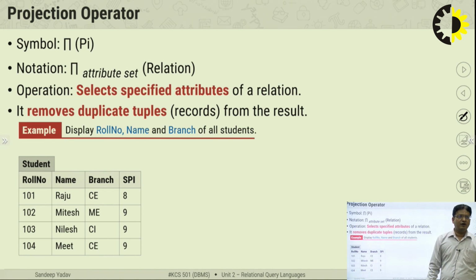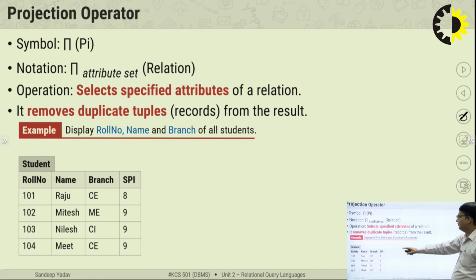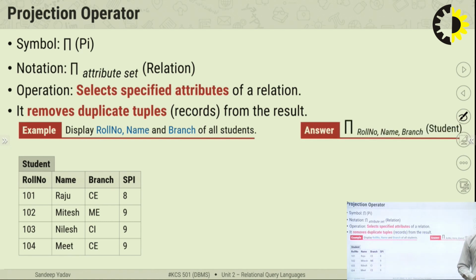Now we have to find the roll number, name and branch of all the students, and the table is the student table again. Roll number is there, name is there, branch is there, SPI is there. What do we have to find out? We have to find out roll number, name and branch. So we will write pi roll number, comma name, comma branch, followed by the relation student. So that will be the answer: pi roll number, name, branch, followed by the name of the relation student.